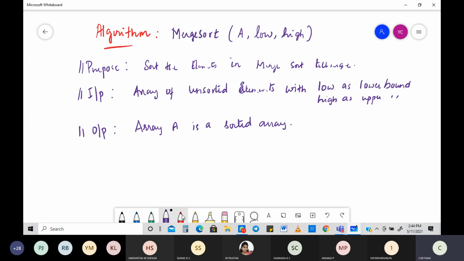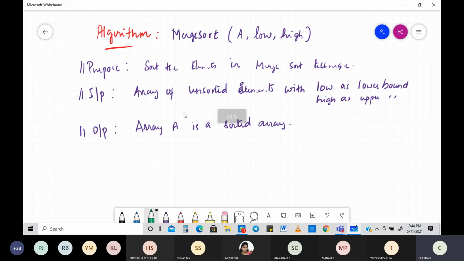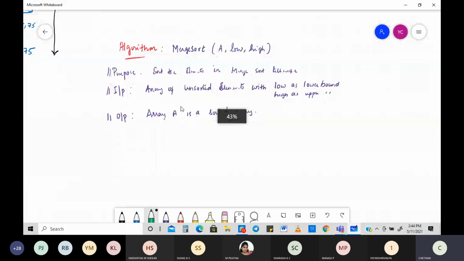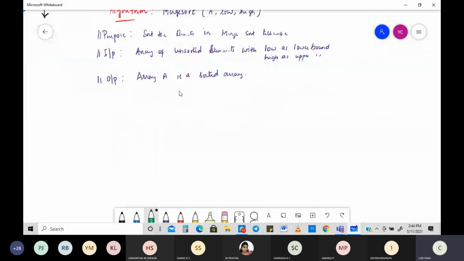So can I write that now? The first thing you're going to look for is your midpoint. Where do you think you're going to find the midpoint? You're going to write the entire thing like this. The algorithm will be written like this. First, if low is less than high. What's the meaning of low less than high? That needs to be understood.